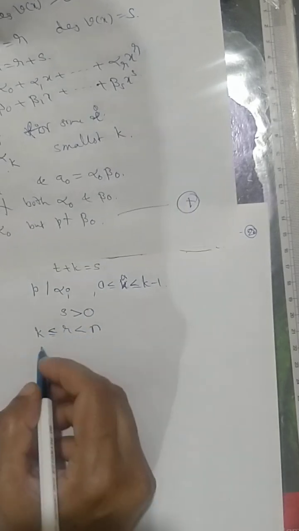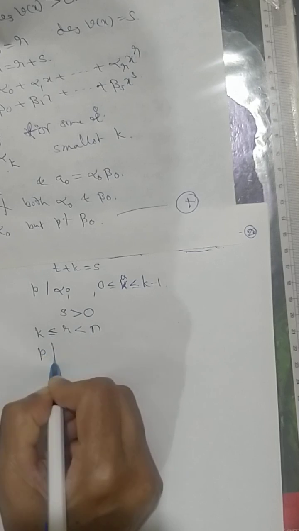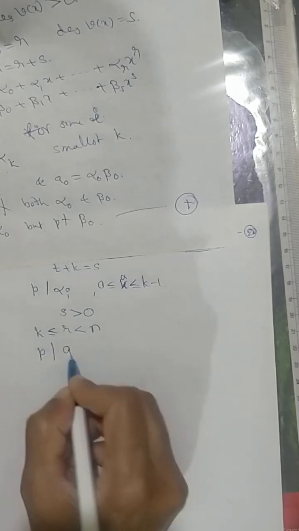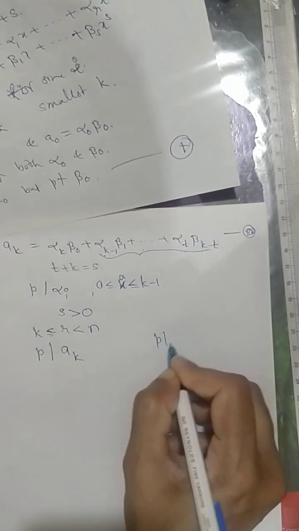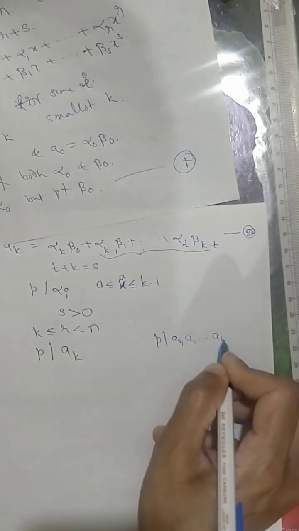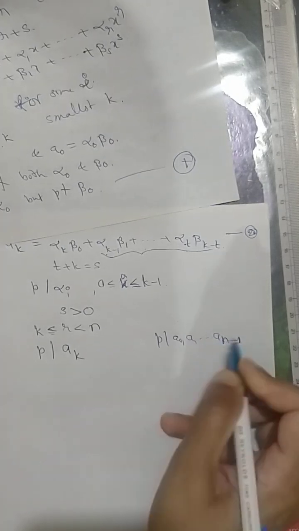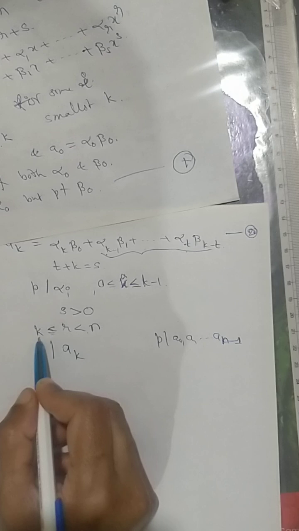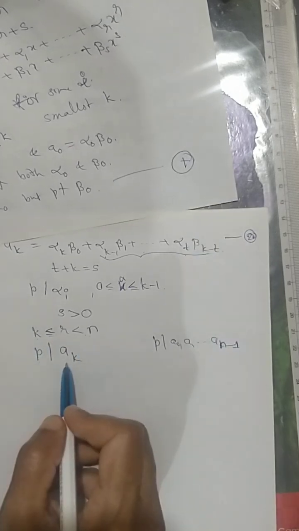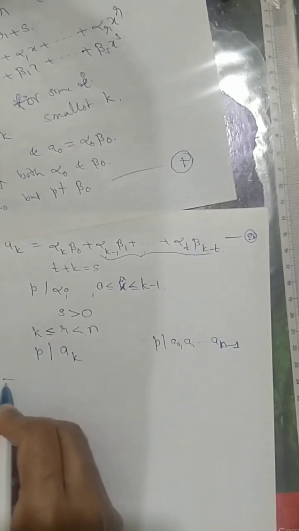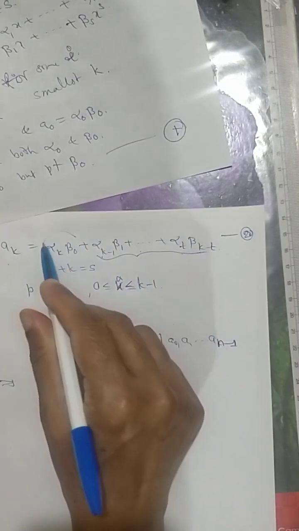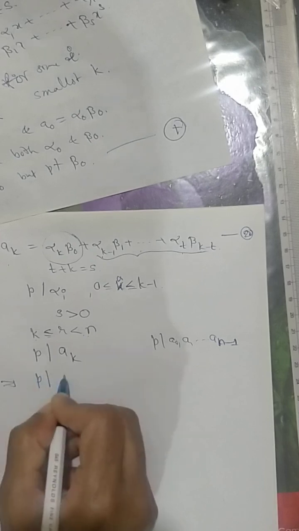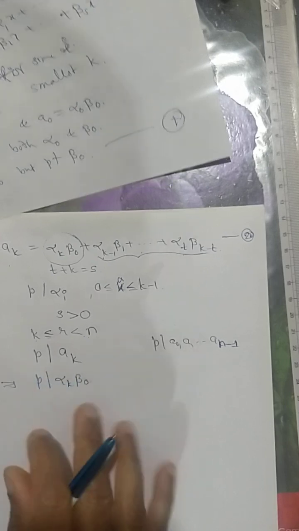Now again by hypothesis, p divides a_0, a_1 and so on up to a_{n-1}, so p divides a_k. And our k is less than or equal to n-1 because it is strictly less than n, so p divides a_k here. Once p divides a_k and p divides this part, we have p dividing the remaining part here. So p divides alpha_k into beta_0.